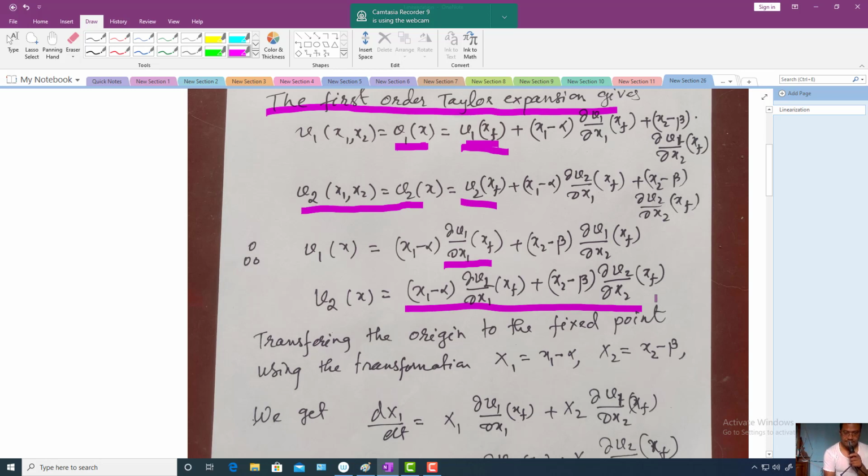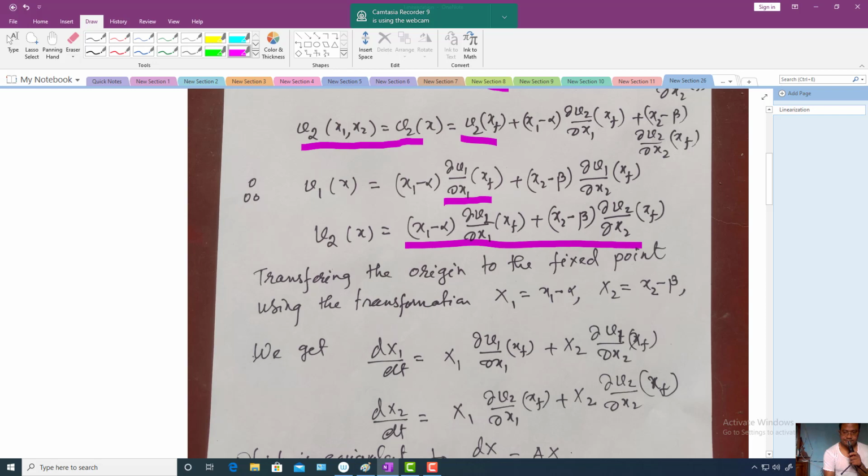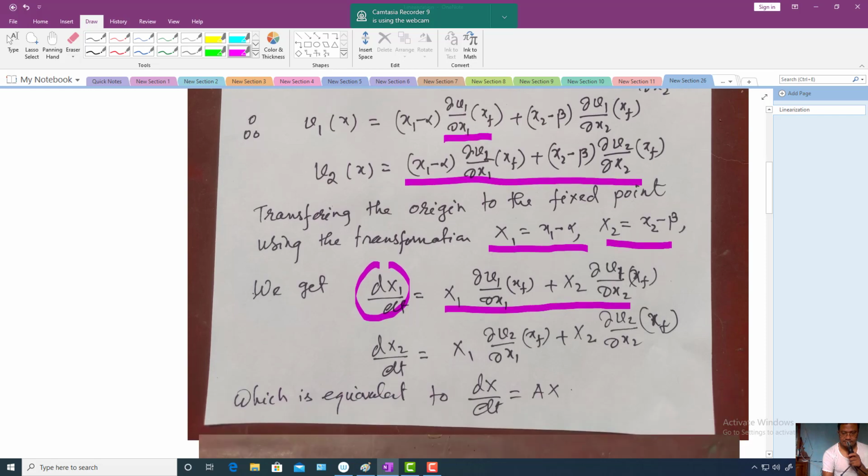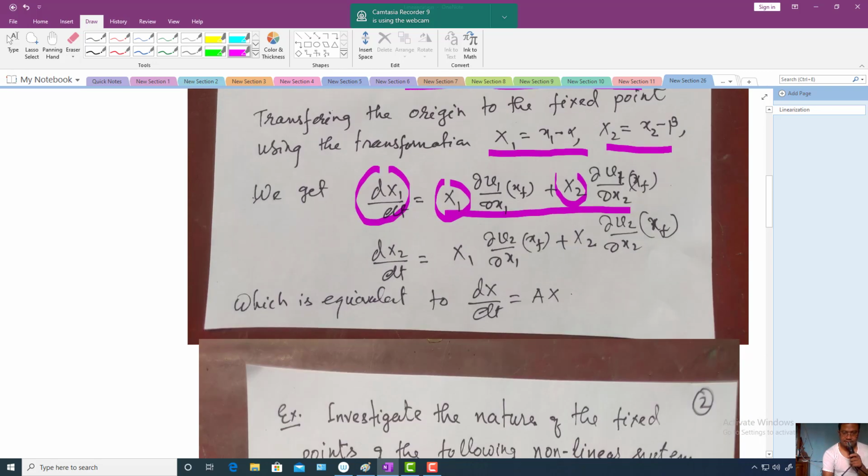After that, transferring the origin to the fixed point using the transformation capital X1 equal to x1 minus alpha, capital X2 equal to x2 minus beta, the left hand side is dX1 by dt in the new variable. Here del v1 by del x1 is evaluated at the fixed point xf. This is simply a linear system, because in the new variable there is a first degree term and no second degree term. So what is the coefficient matrix? The coefficient matrix is the matrix of partial derivatives.